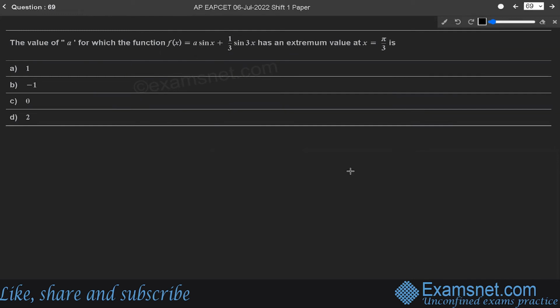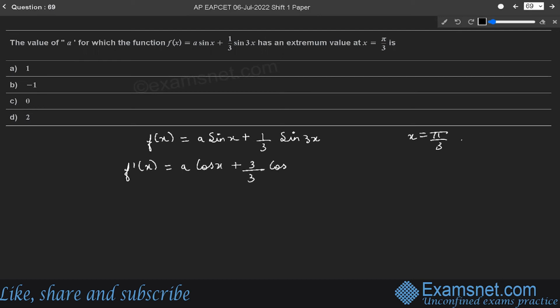Next question: the value of A for which the function f of x is equal to A sin x plus 1 by 3 sin 3x has an extreme value at x is equal to pi by 3 is. A function is given, so first let us find its derivative. F dash x will be equal to A cos x plus 3 by 3 cos 3x. So f dash x will be equal to A cos x plus cos 3x.